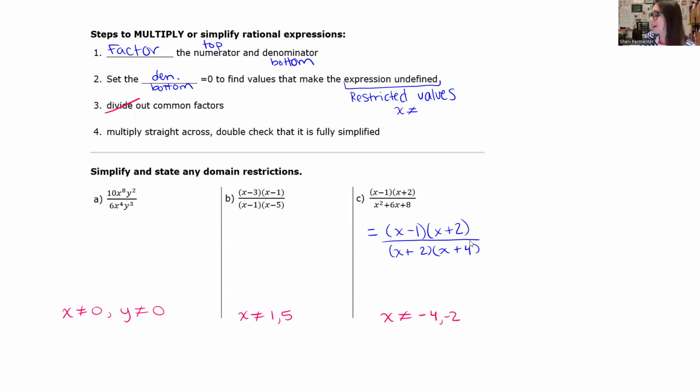You mark out any factors that you see repeating on the top and the bottom. If you have a match on the top and the bottom, numerator and denominator, then they cancel out or they divide to make 1, technically. So we're going to come back to example A, but B and C work the same. So for example B, do you see any factors that are identical in the numerator and denominator?